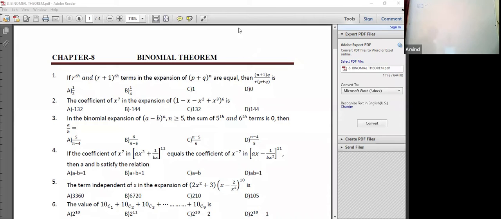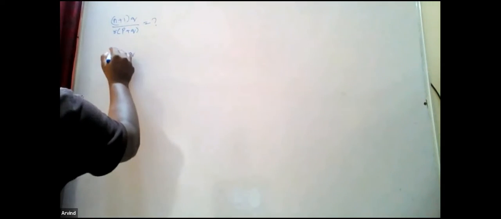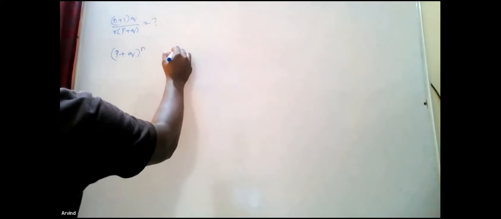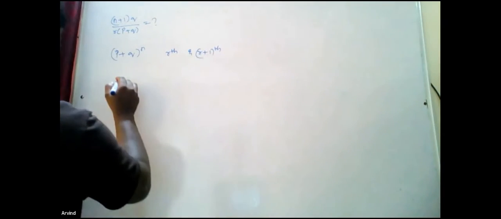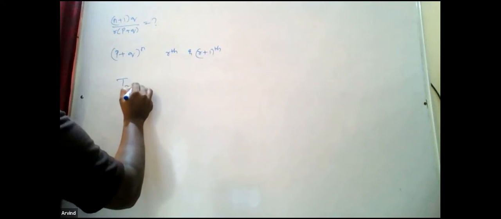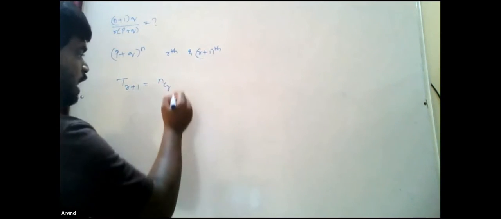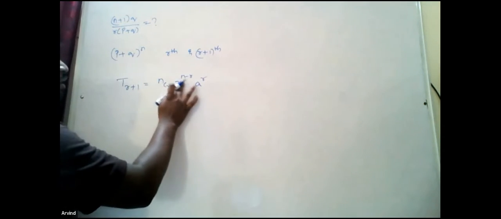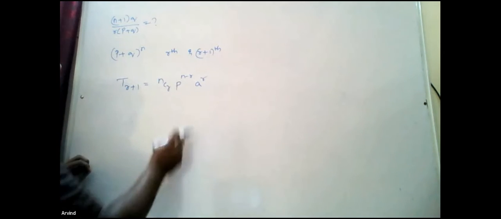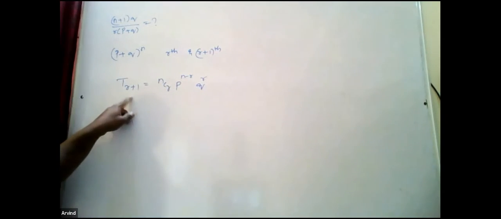Please observe what is given. The binomial is (p plus q) whole to the power n. In this, the rth term and the (r plus 1)th term are equal. We know the (r plus 1)th term, T(r plus 1), is equal to nCr, and the actual formula is x to the power of n minus r, a to the power r. But here p is in place of x, so p to the power of n minus r, and q is in place of a. So this is the formula for the (r plus 1)th term.